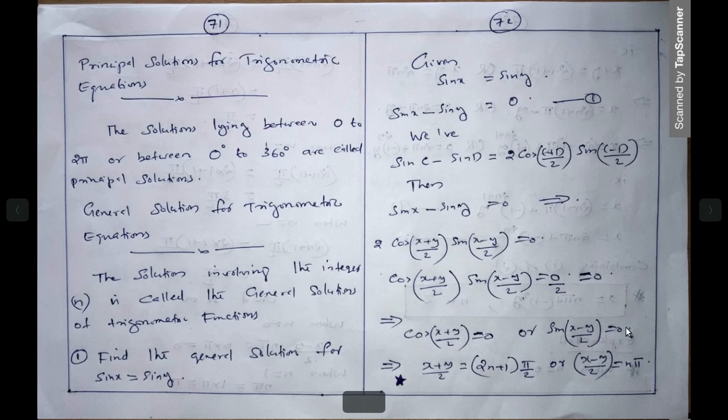If sin theta is equal to 0, theta is equal to what? nπ. Right, here instead of theta we are using (x−y)/2. So (x−y)/2 equals nπ. Similarly, (x+y)/2 is equal to (2n+1)π/2. So its explanation is given in the next page. That is, I am using a star here.